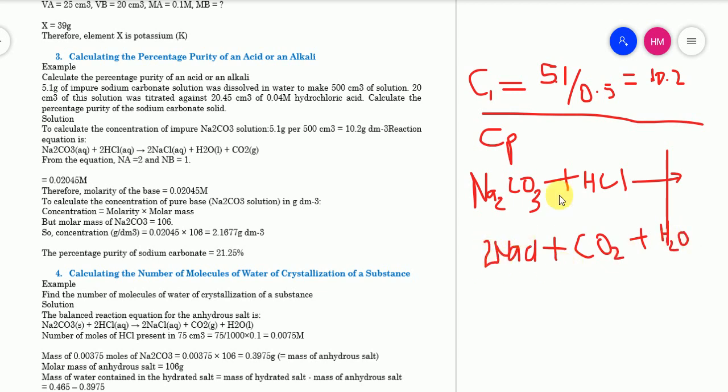2, hapa pana 2. So ninachomaanisha ni kwamba number of moles of base hapa itakuwa ni ngapi? 1 hii hapa, lakini number of moles of acid kwenye equation itakuwa ni ngapi? Ni 2 hii hapa. Unaelewa hapo? From there sir, number of moles of base tunaifahamu, number of moles of acid tunaifahamu. Tunatumia our normal molarity formula.